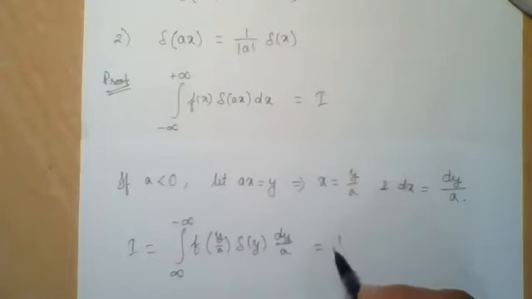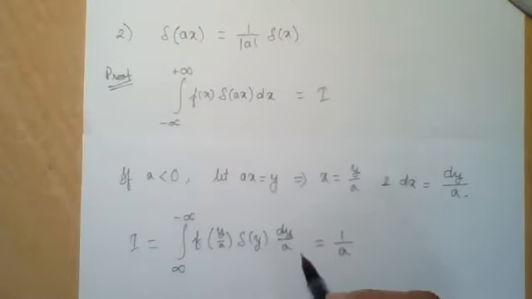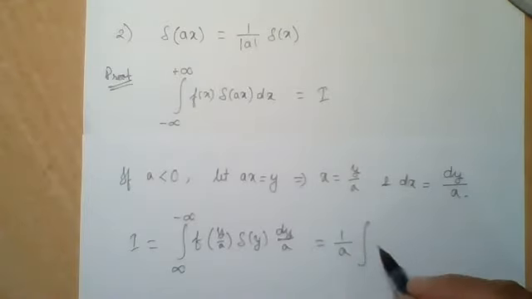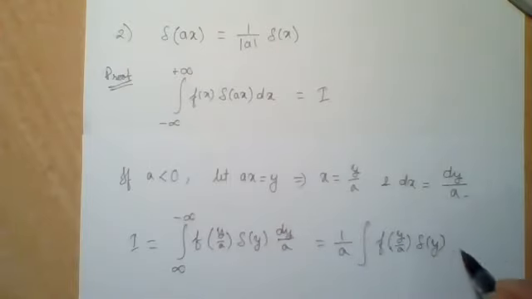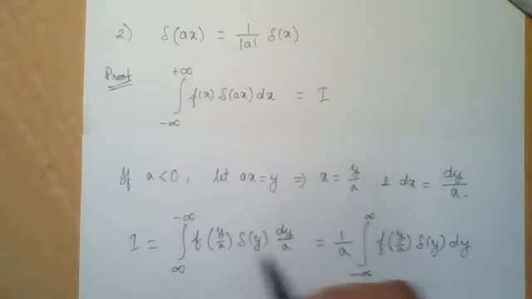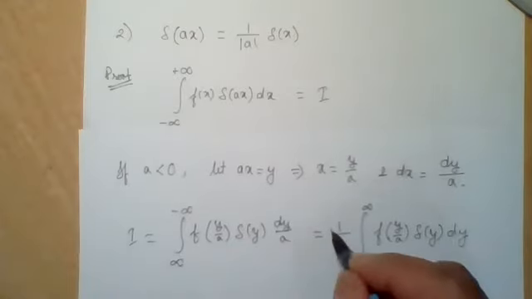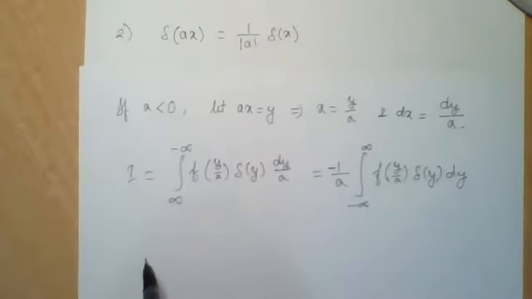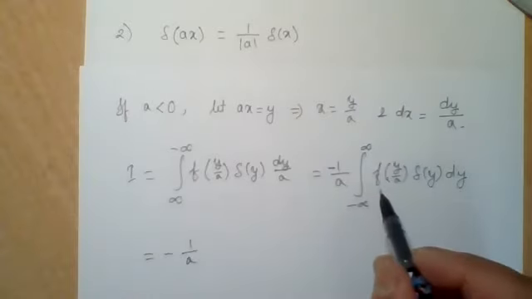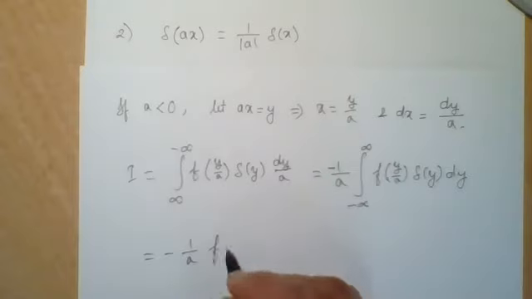Then I can take this 1 by a outside, then write the integral of f of y by a delta y dy. Now I can interchange these limits. When I interchange these limits, minus infinity comes here, plus infinity comes here, and since I have interchanged the limits, I should have a minus 1 factor here. So this implies minus 1 by a, and what is this equal to? As we have seen, this is equal to f of 0.